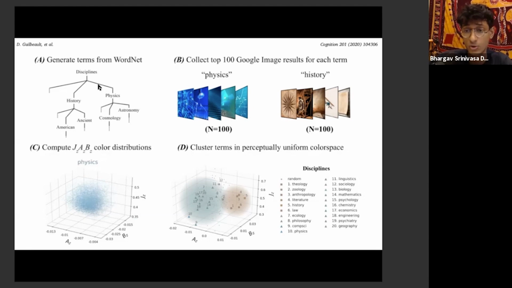So we use WordNet, which is a standard in natural language processing and computational linguistics. It's basically a way to get hierarchies of words. We get hierarchies of words like this, and then after that we collect the top 100 Google image searches, create the distributions, and cluster them.